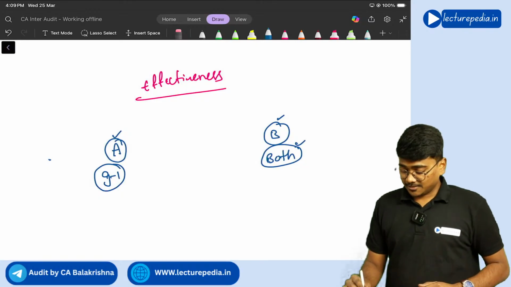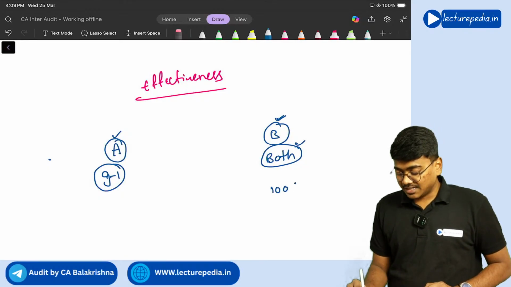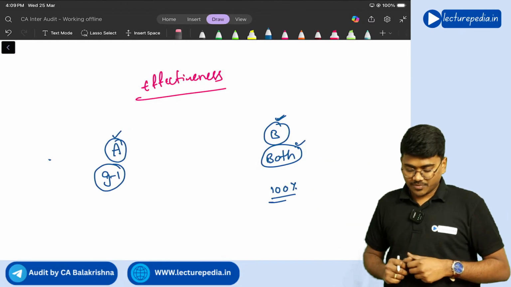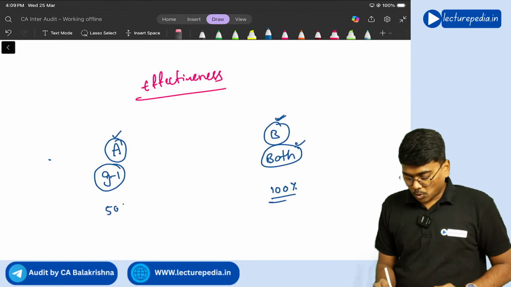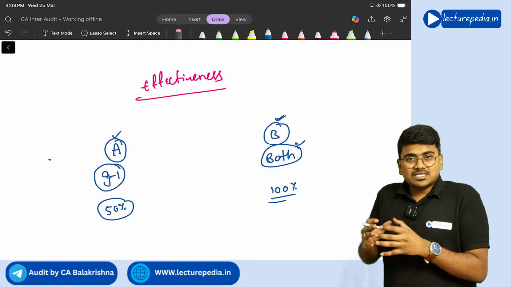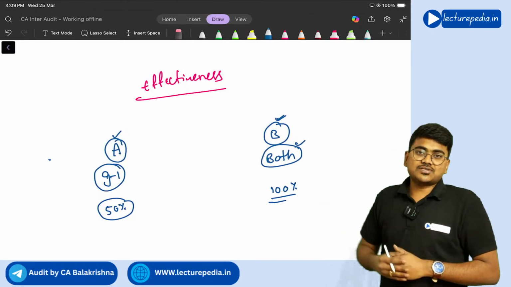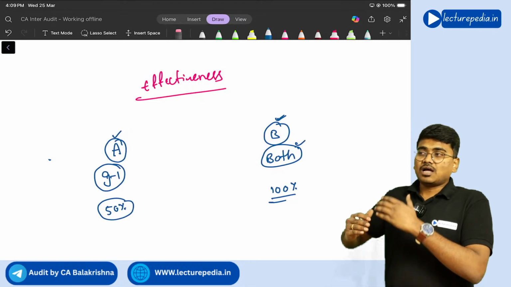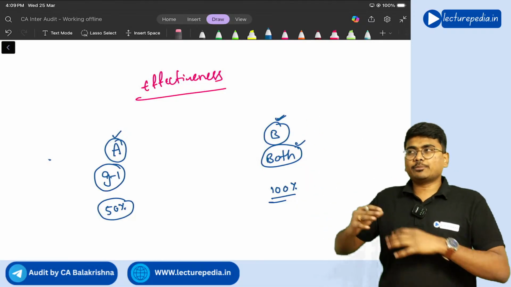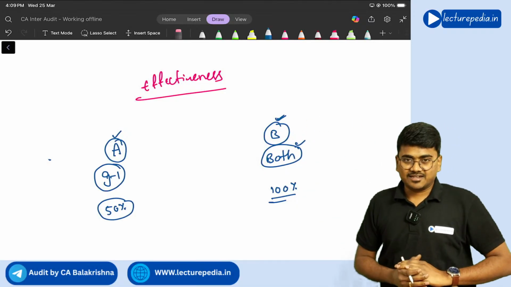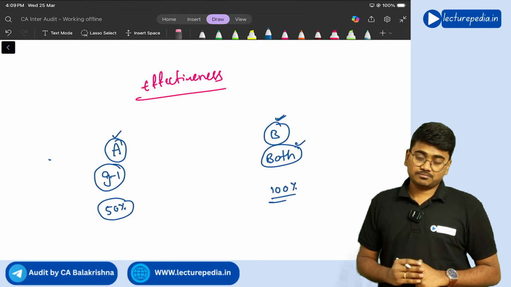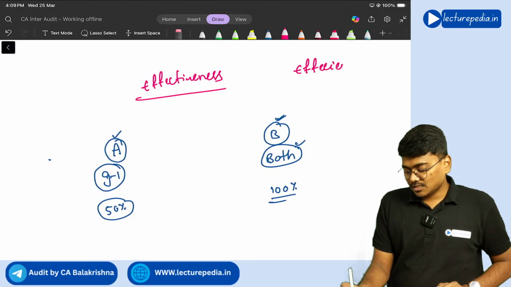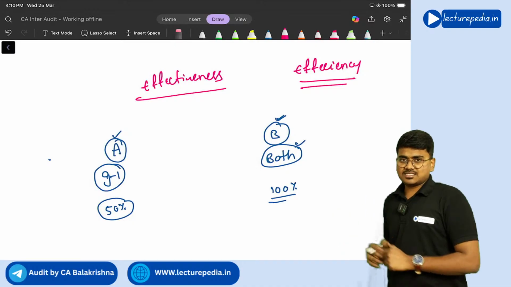So here you will say that Mr. B is 100% effective because he has achieved his complete target. Whereas Mr. A is only 50% effective because he has achieved only some portion of his target. So effectiveness is nothing but a measure of achievement of your objective or a measure of achievement of your target. That is known as effectiveness. Next, efficiency. What is meant by efficiency? Let us continue with the same example.